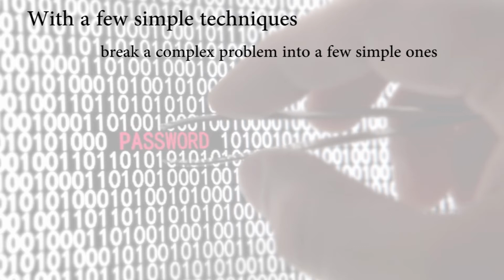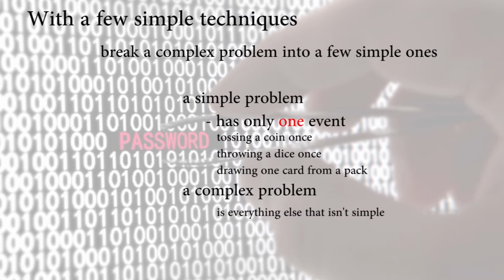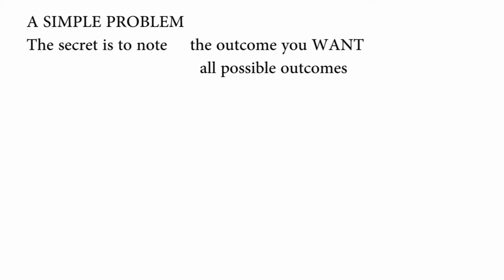The first thing is to recognize the difference between simple and complex problems. Let's call a simple problem one where only a single thing happens, like tossing a coin once, or throwing a dice once, or drawing a single card from a pack. Let's look at some examples. The secret is to note the outcomes you want and all the possible outcomes.